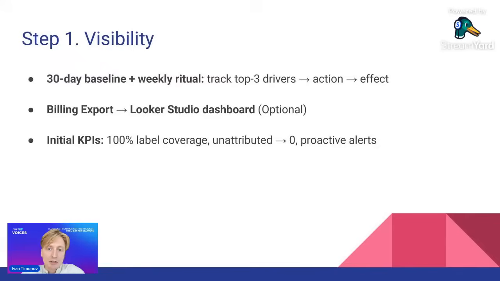And finally, initial KPIs to know you're out of fog. 100% label coverage for new resources, share of unattributed costs close to 0, budget alerts arriving before overruns, and a backlog of actions decided and executed after weekly reviews. Once the practices are in place, you'll see where the money goes and who owns it.